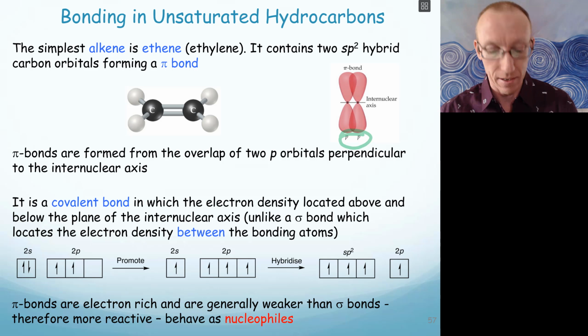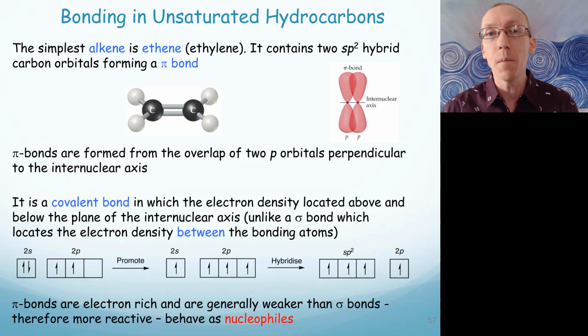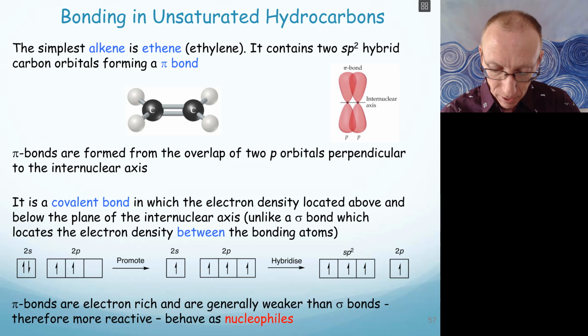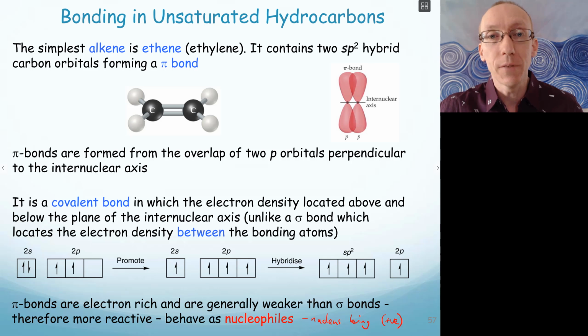Okay, so pi bonds are electron-rich, and that electron density is not between the two positively charged nuclei, so it's a little bit more reactive. They're generally weaker than sigma bonds, which are the strongest type of bonds, therefore they're more reactive, and they behave as nucleophiles. This term nucleophiles is really important in organic chemistry. Nucleophile means nucleus loving. And remember, a nucleus has a positive charge, and so nucleophiles are trying to react with something with a positive charge, or a partial positive charge, because they really want to access that positive charge.